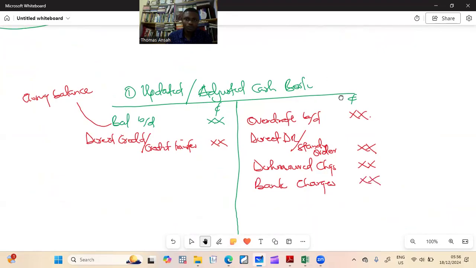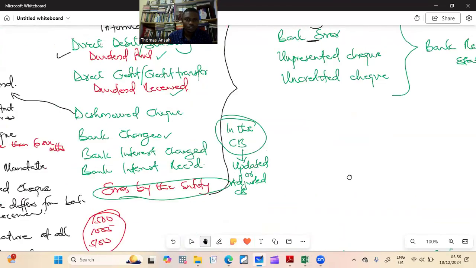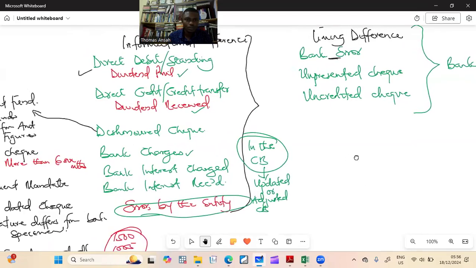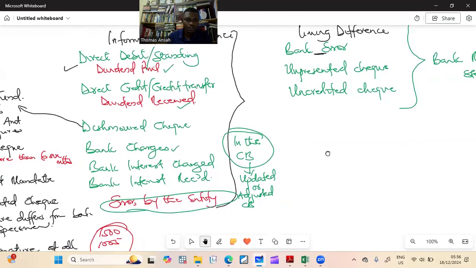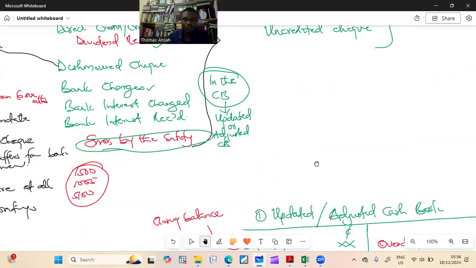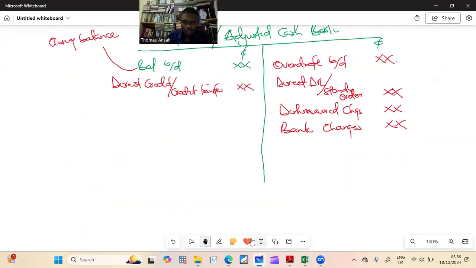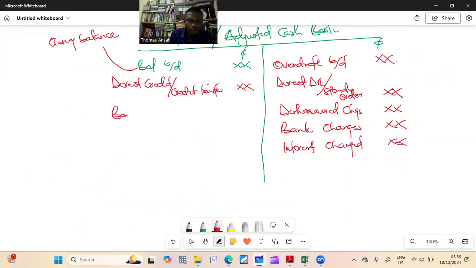Then the next one is interest charge. Then bank interest received. So if they charge interest, it's just like a bank charge. Then interest received. That's it. All right. Then what else is left?